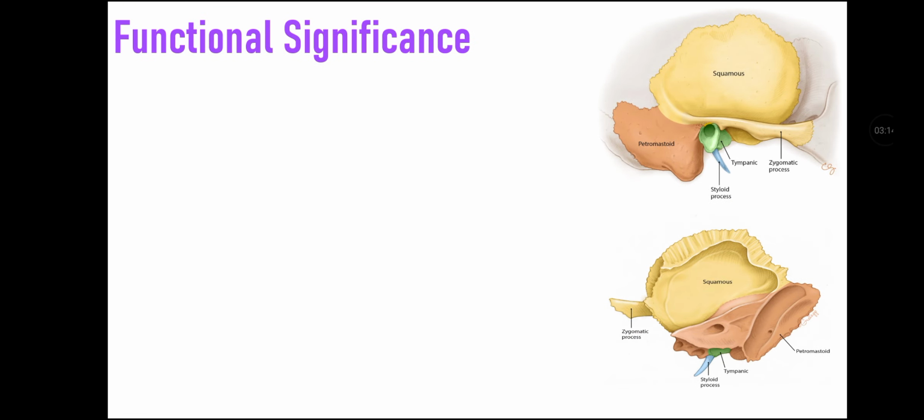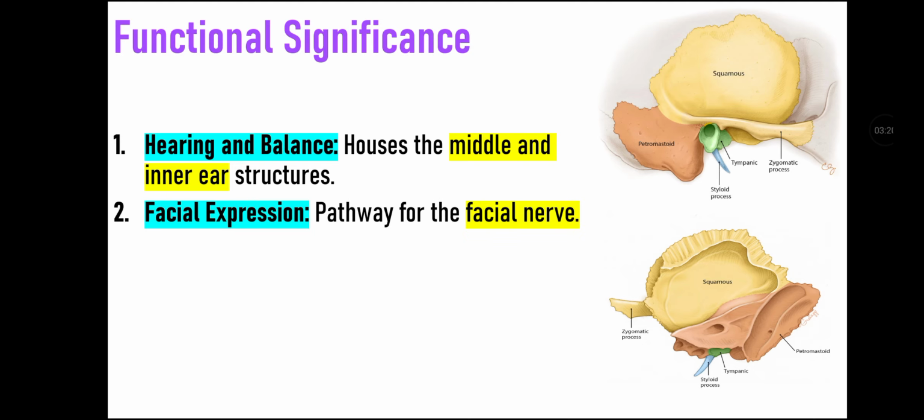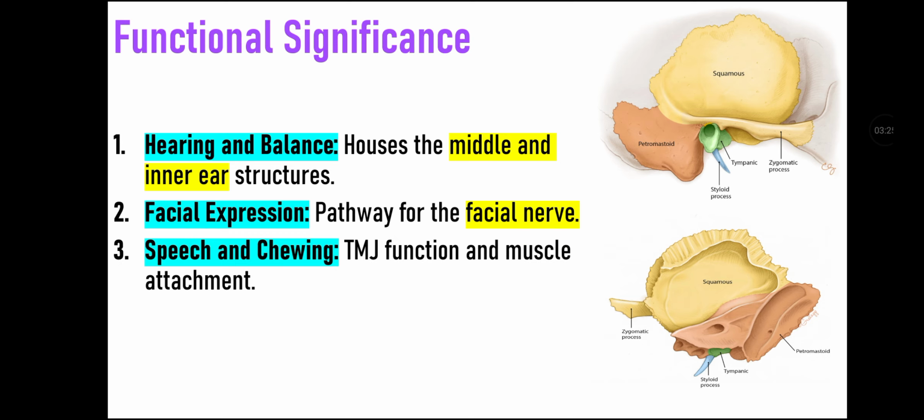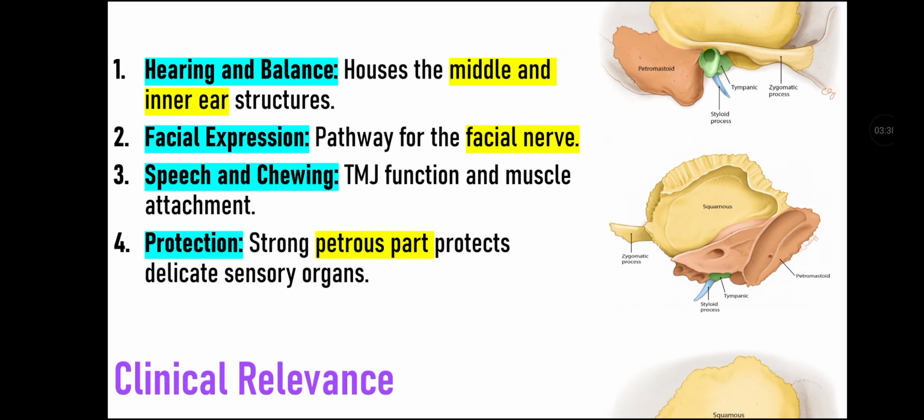Now let's talk about functional significance of temporal bone. First is hearing and balance, as it houses the middle and inner ear structure. Second is facial expression, as it provides a pathway for facial nerve. Third is speech and chewing, as TMJ function and muscle attachment is there. Fourth is protection, as strong petrous part protect delicate sensory organs of hearing and vestibular organs or organs of balance.